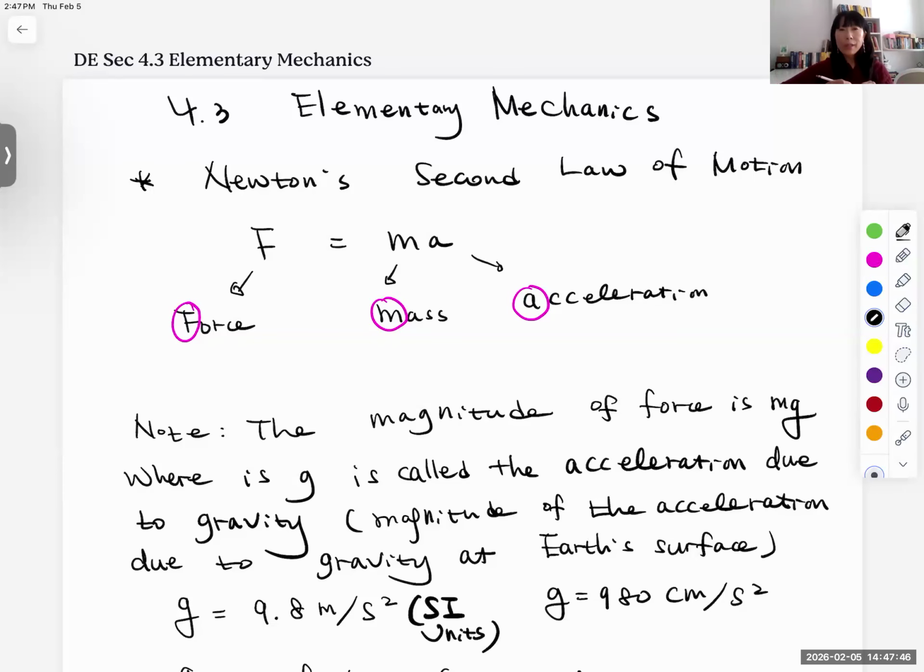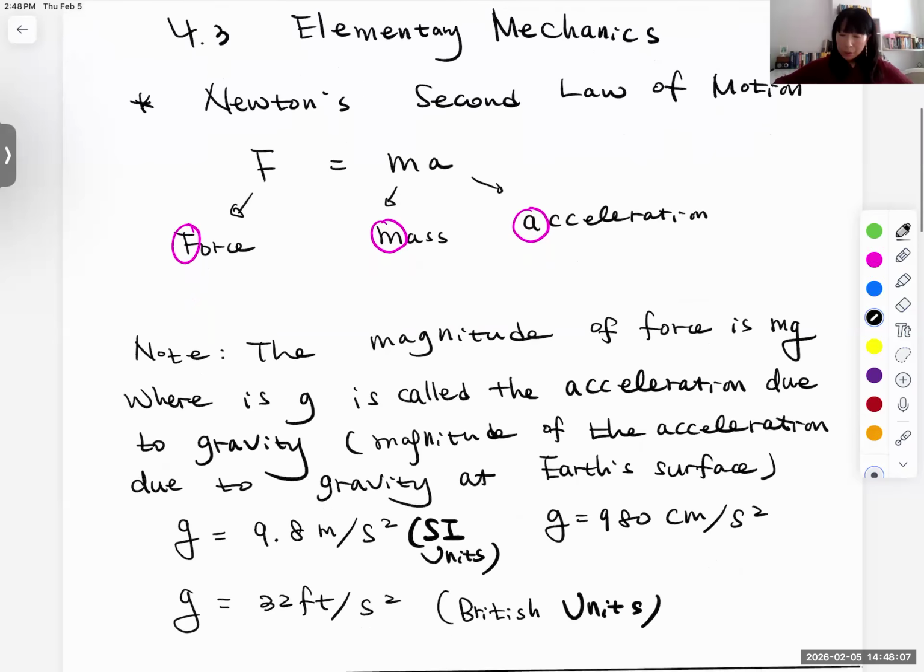Hello everyone. Today we are going to learn 4.3 elementary mechanics. In this section I'm going to do only one problem here, because the other problems in this section are very similar. So, Newton's second law of motion.